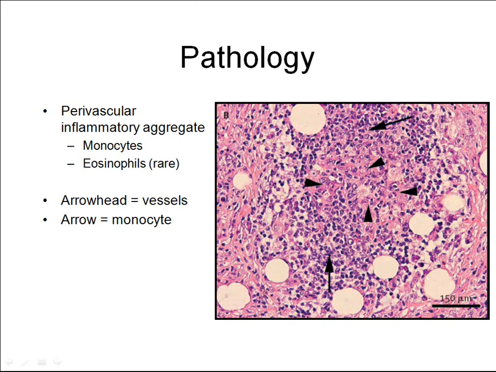Here on higher powered views, you see perivascular inflammatory infiltration of the retroperitoneum with monocytes and rare eosinophils. The arrowheads represent vessels in the retroperitoneum, here, here, here. And the arrows represent monocytic infiltrate.